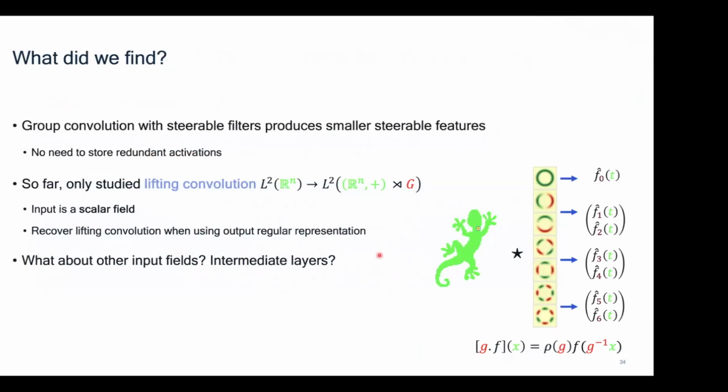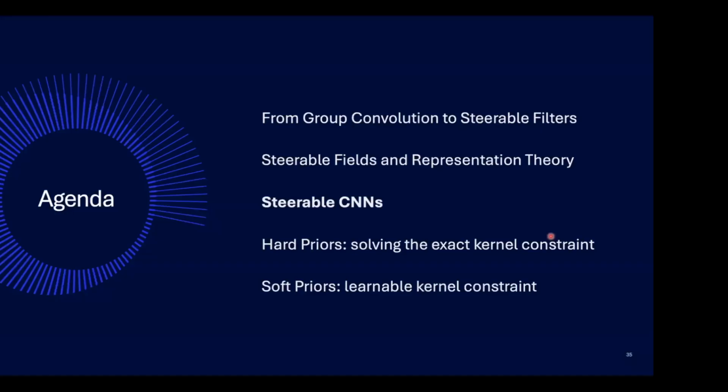All right, enough mathematical background. Let's check where we are left. What we described so far is basically how steerable filters allow us to achieve continuous equivariance and replace our group convolution. We have only seen an example for the lifting convolution. We start from a scalar image and we go to features over the full group or a Fourier transform. But what happens in the intermediate layers of our neural network? What happens if the input is a different type of vector field itself? This is the central question in designing steerable CNNs.